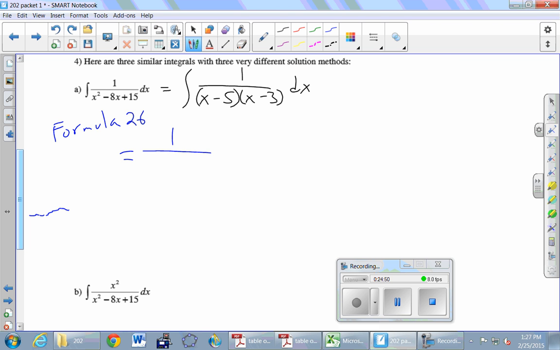How much is A in our example? Is it -5? It's +5. Notice there are minus signs built into this formula. So A is 5, B is 3.